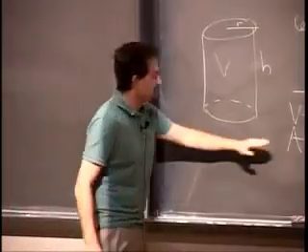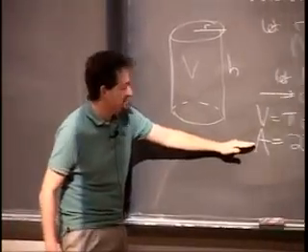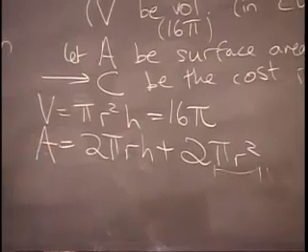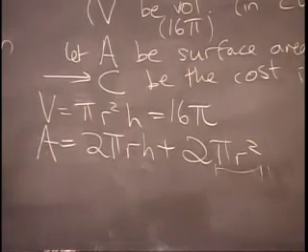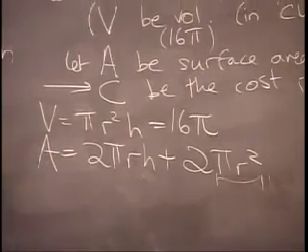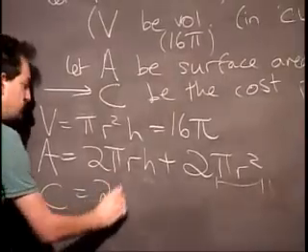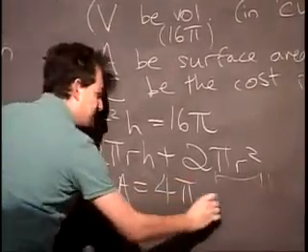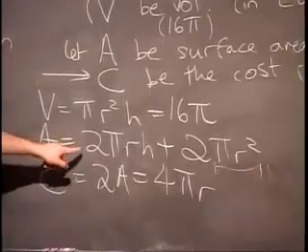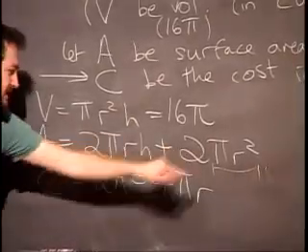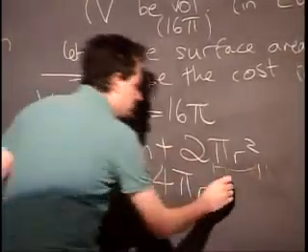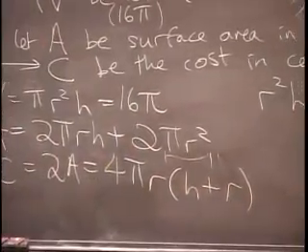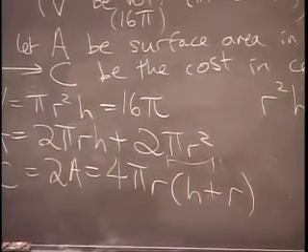So let us just go back to this A here and ask yourself, what is the cost? Well, that's the area in square inches. The cost is 2 cents times this. So since we're working in cents, the cost is just 2A, which is equal to 4 pi r, I'm going to take out a factor of, so it's 4 pi r squared. There's a factor of h and a factor of r. So the cost is 4 pi r times h plus r.